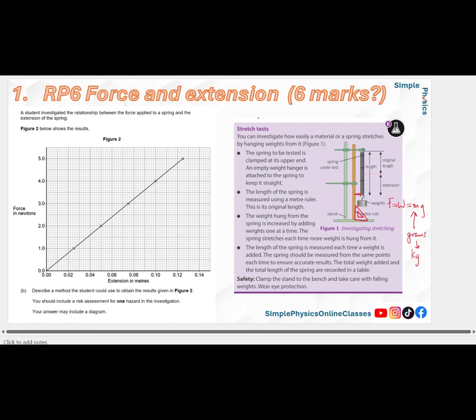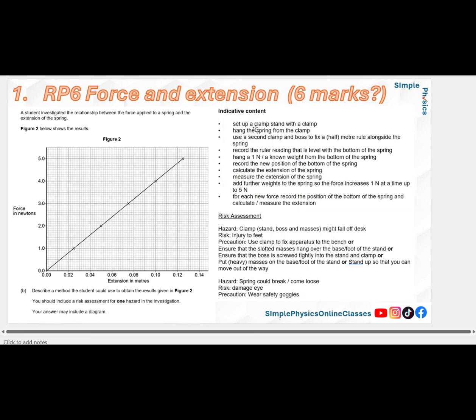If you don't, then you're going to have to set up a clamp stand with a clamp, hang the spring from the clamp, use a second clamp, etc., etc. Well, the first few bullet points you could probably just put in a diagram and you'll get the marks anyway. So risk assessment, just basic stuff. So have a read of that.